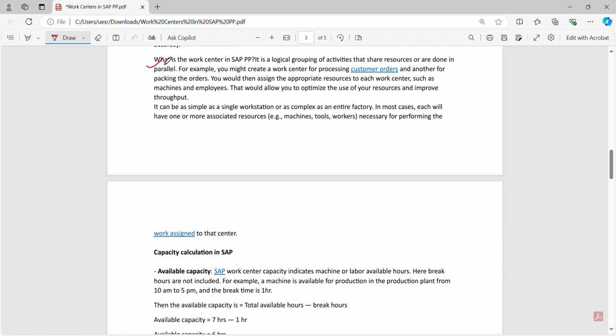So what is the work center in SAP PP, production planning? It's a logical grouping of activities that share resources or are done in parallel. For example, you might create a work center for processing customer orders and another for packaging the orders. You would then assign the appropriate resources to each work center, such as machines and employees. That would allow you to optimize the use of your resources and improve throughput. It can be as simple as a single workstation or as complex as an entire factory.